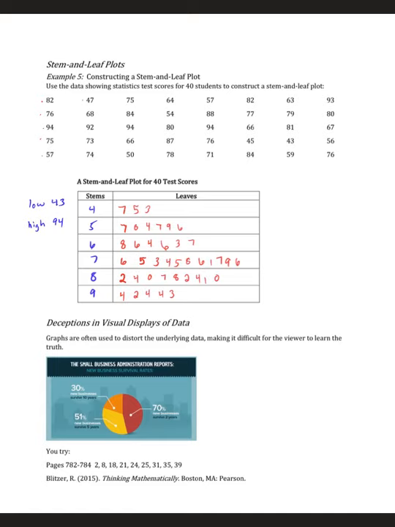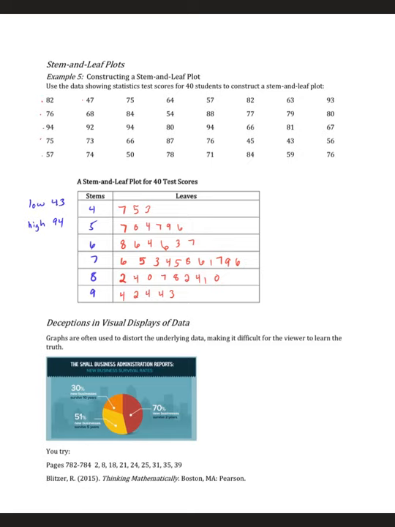Here you can see we have all of our leaves filled in. Now if you go to count these, you can see that you have 3 leaves for the stem of 4. So that means there's 3 data values in this group here, which is our stem of 4. And you could go ahead and count up all of these items, and you'll notice that we would get 40 there.